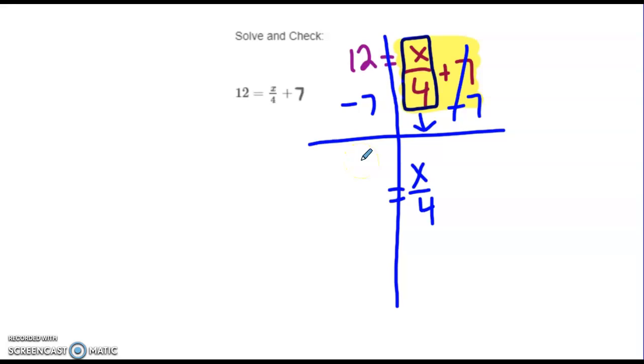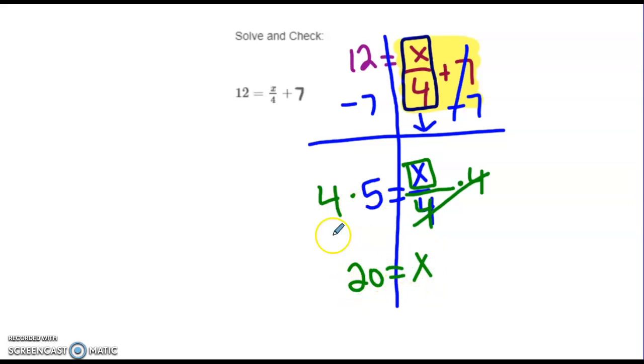12 minus 7 is 5. I'm still trying to get this x by itself. Right now I have divided by 4 that I need to get rid of, and the opposite of dividing by 4 is multiplying by 4. So I'm going to multiply both sides by 4. Those would cancel, and I would get 4 times 5 is 20.